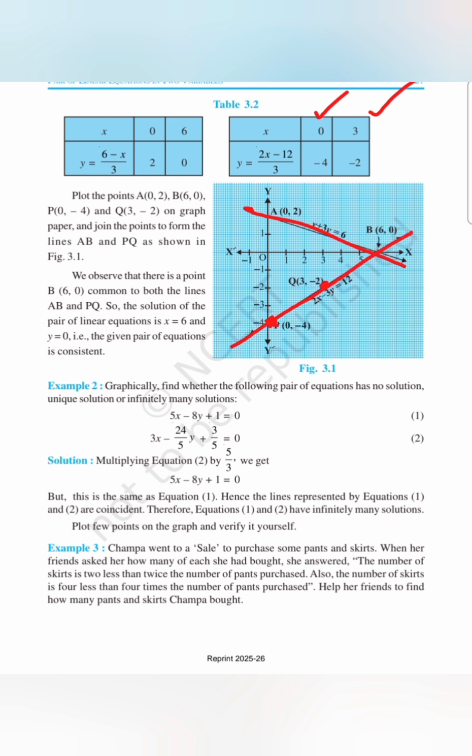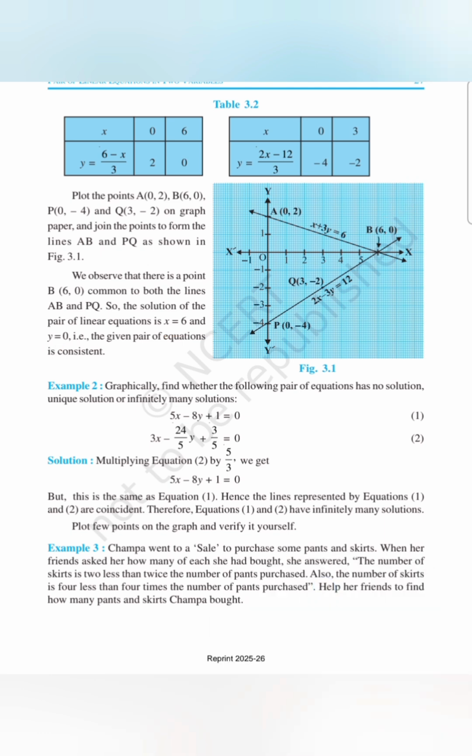They intersect at this particular point, which is (6, 0). They intersect exactly at one point. It means you'll have a unique solution here, and the solution is going to be (6, 0). It means x is equal to 6 and y is equal to 0. So that's how you write the solution for this pair of linear equations. x is equal to 6 and y is equal to 0. That's the solution. And since you got a unique solution here, the given pair of equations is consistent.